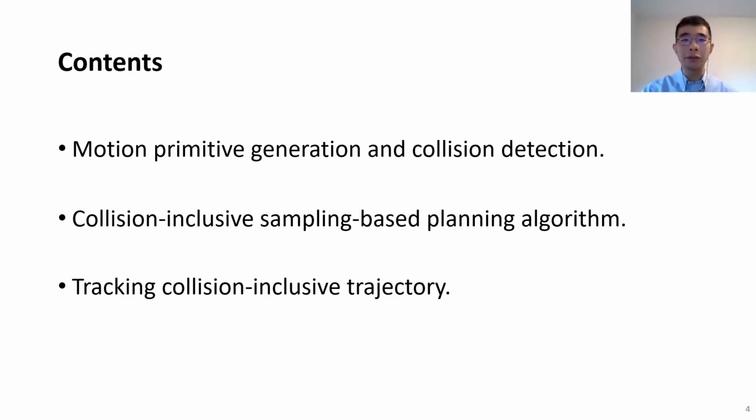Here is a quick roadmap for our presentation. First, we'll briefly introduce two key tools our planner uses: the motion primitive generator and rapid collision detector. They enable our planner to quickly link sampled nodes with basic motion primitive pieces and detect if these pieces will collide with obstacles. Afterwards, we'll introduce the algorithm of the planner and analyze its cost and benefit. Last, we will show an experiment of tracking the collision-inclusive trajectory we have generated with our planner.